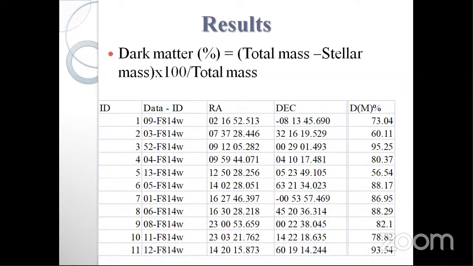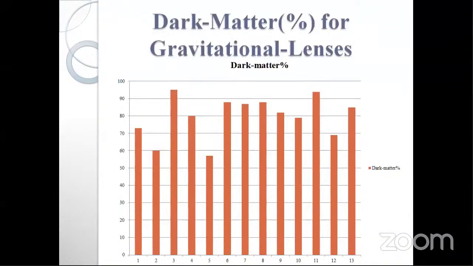So these are the lenses selected, and the dark matter percentage I calculated by subtracting the stellar mass from the total mass, dividing by the total mass, and taking out the percentage. I get the following percentage. As the graph suggests, it is well around 90%. Though there are some variations for some lenses, ranging from around 60 to 93%.